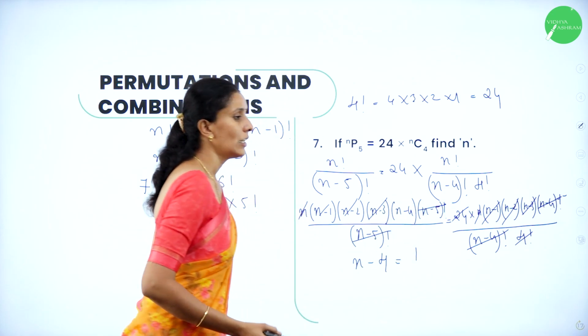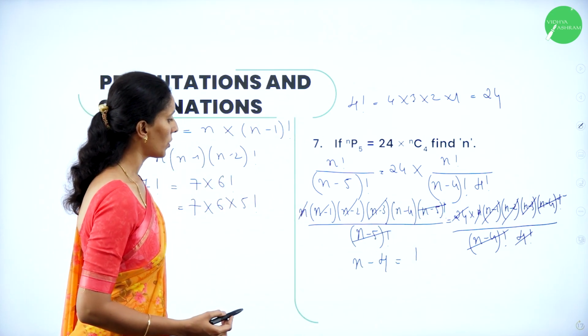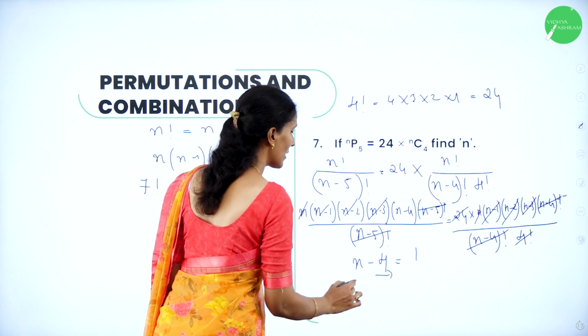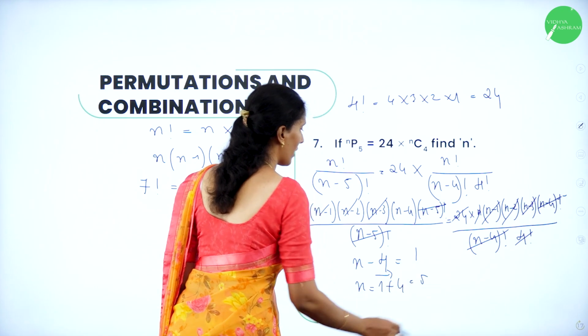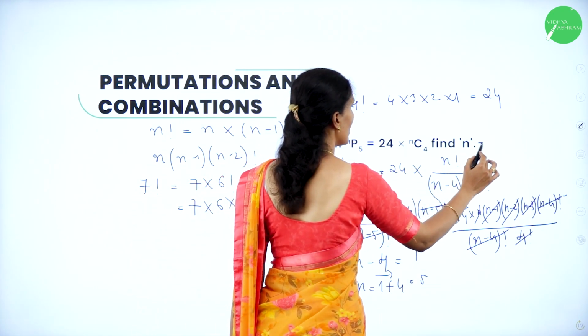All the things on the right hand side cancel. So it is equal to 1. So just shift this 4 that side. It is 1 plus 4, which is equal to 5. So my value of n is 5.